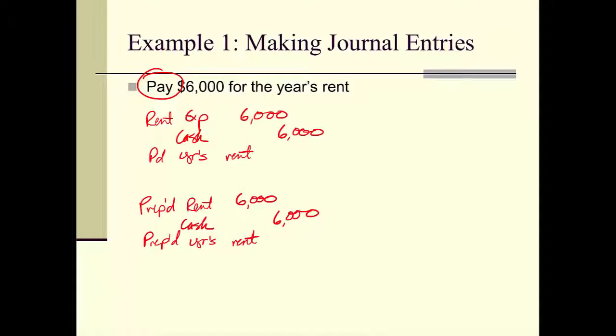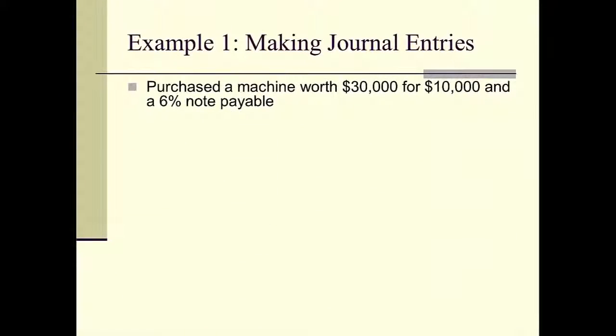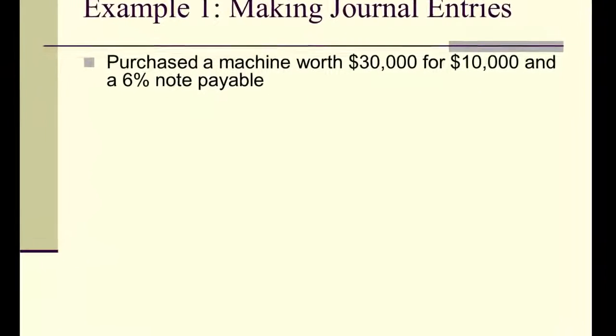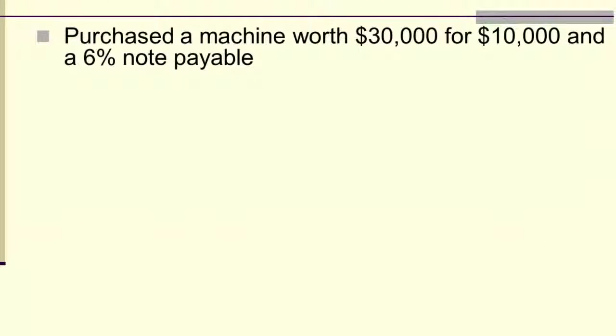Let's take a look at another example. In this case, we purchased a machine, and this time we paid cash for some of the machine and took out a note for the rest. Take a second and do it. All right, I'm going to trust that you really have done it now. Let's do this journal entry.